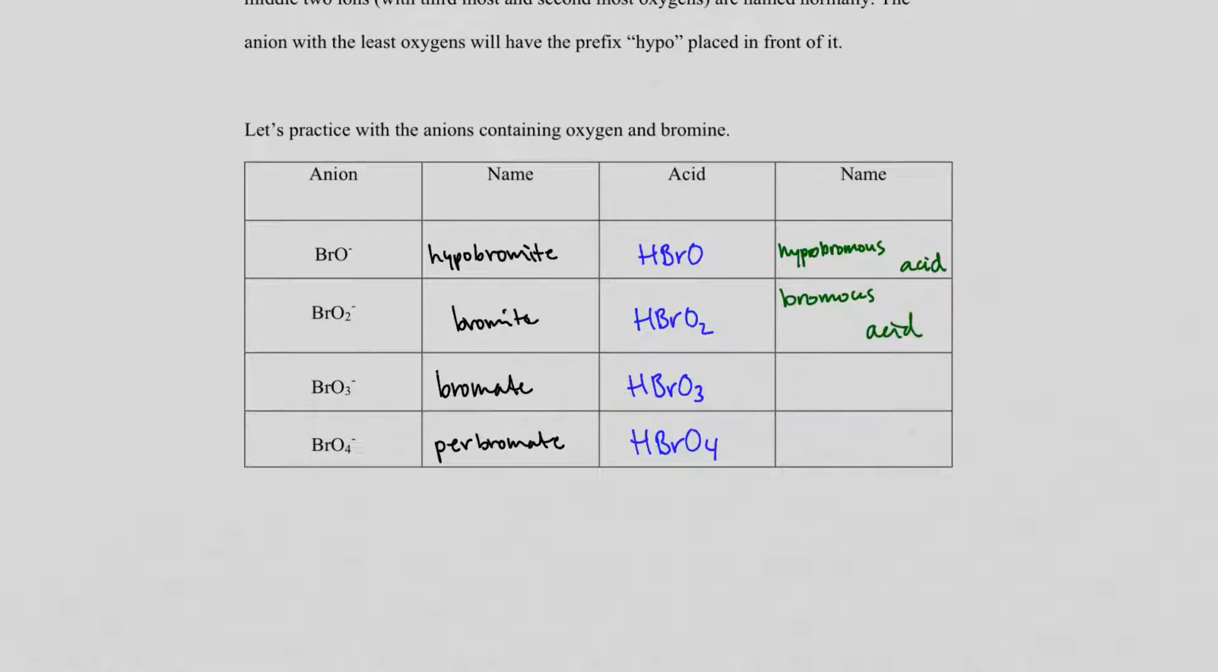Hypobromous acid. Next one would just be without the hypo, so bromous acid. And I'm just writing them diagonal of each other so you can tell that they're different words. You write them on the same line, please. This next one would be bromic acid. And this next one would be perbromic acid.